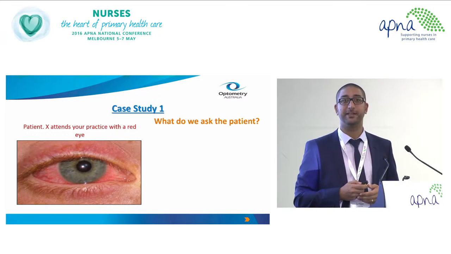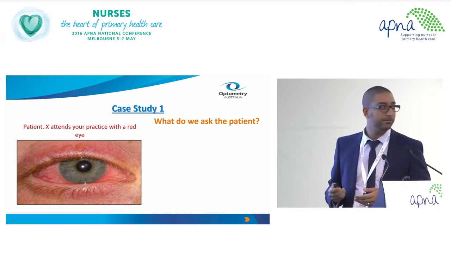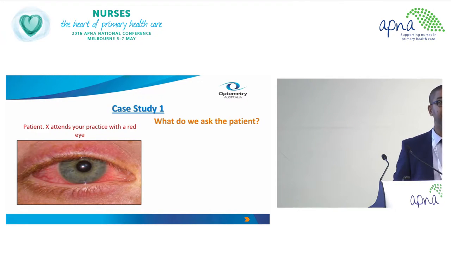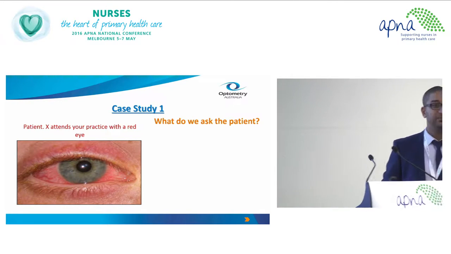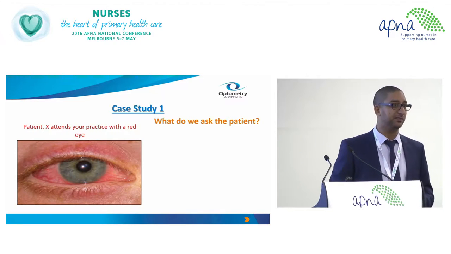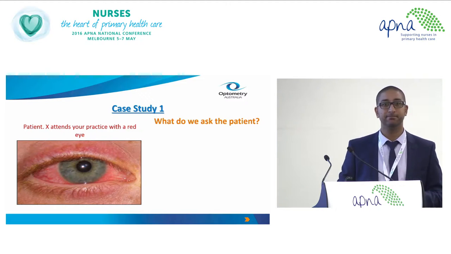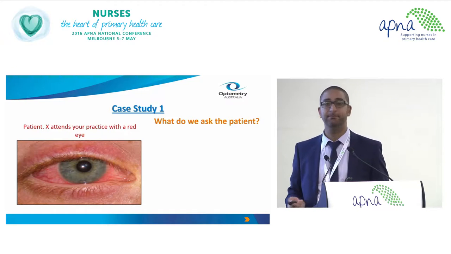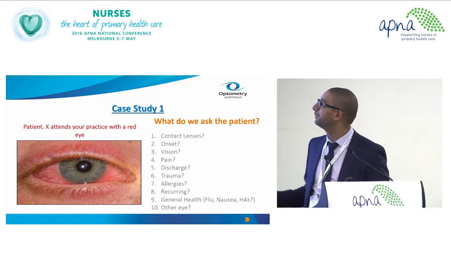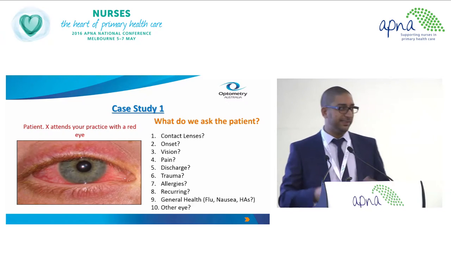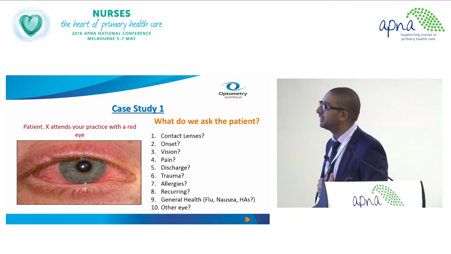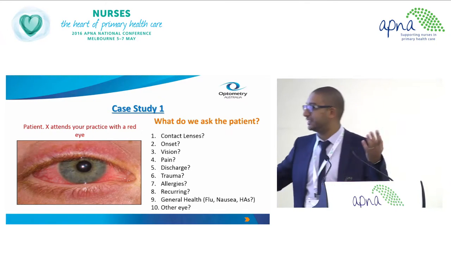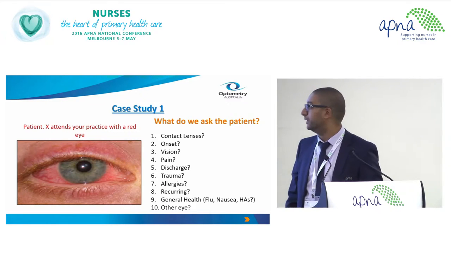Perfect. Family history. Trauma. Perfect. Yeah, what happened? Yeah, welding. It's a good one because it's one that gets missed, and unless something's sticking out of the eye, people don't volunteer that information. Swimming, yeah. So have you been in any environment? What environment have you come from? Let's see if you've missed anything. Have you worn contact lenses? When did it happen? Vision, pain, discharge, trauma, allergies. Brilliant. We got them all.